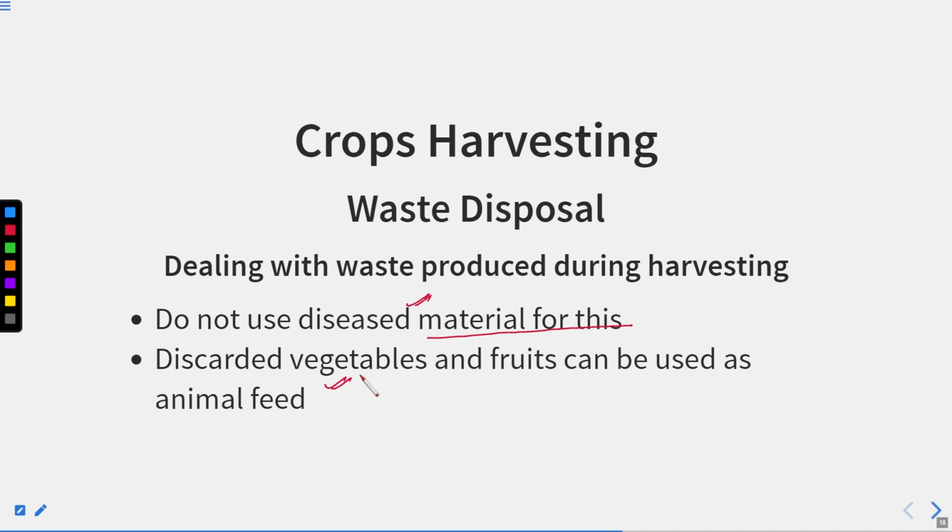Discarded vegetables and fruits can be used as animal feed. So whatever fruits or vegetables are discarded can be used as animal feed.